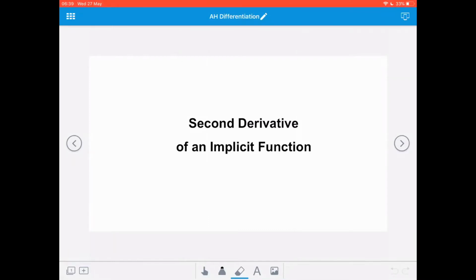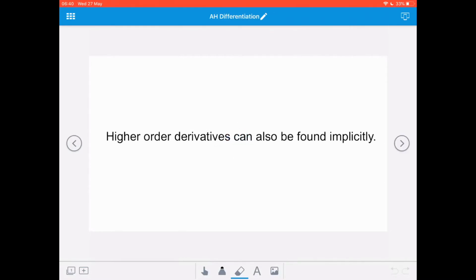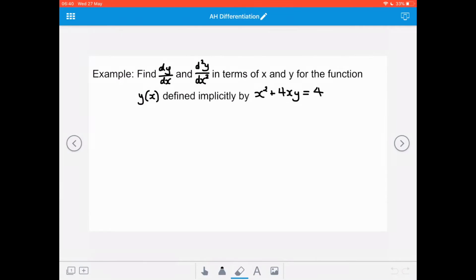So now that we've looked at differentiating implicit functions, we want to be able to look at finding the second derivative of an implicit function, because higher order derivatives can also be found implicitly. So in our example, we want to find the first derivative and the second derivative in terms of x and y for the function y of x defined implicitly by x squared plus 4xy equals 4.